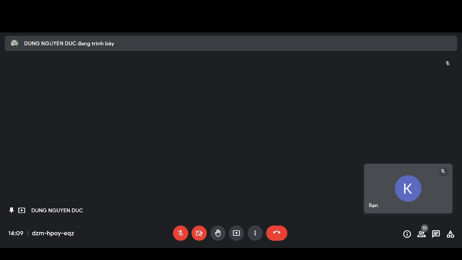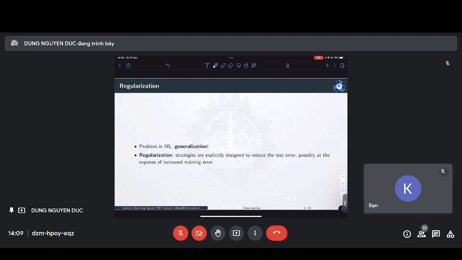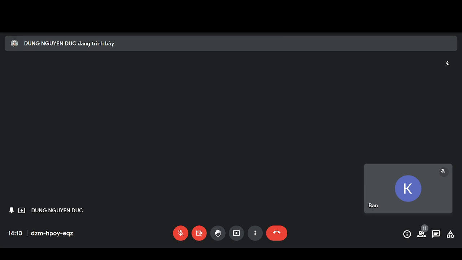Okay, so let's see what happens. Let me go back to the original definition of regularization. The problem we face a lot in machine learning is generalization, right? So think about it. You may train and you may want your training process to be able to generalize. So you may be interested in reducing the testing error, right? And reducing the testing error means using regularization. Okay. Let's see.